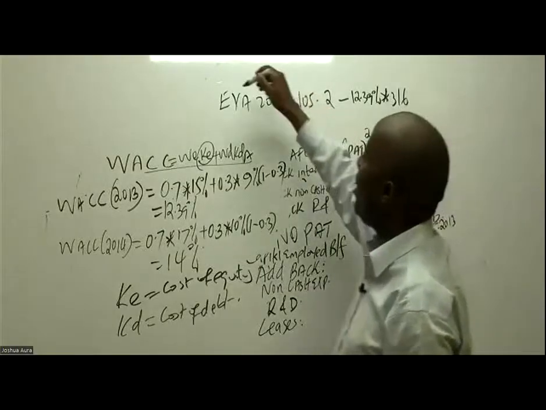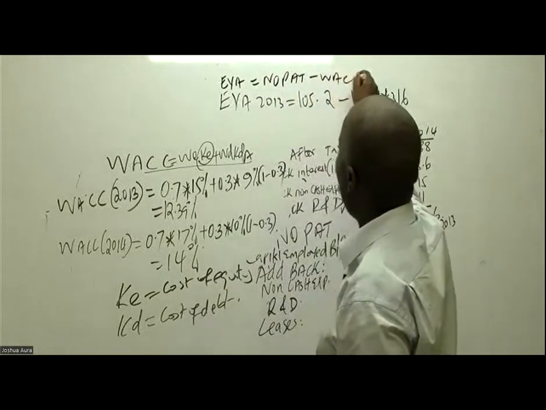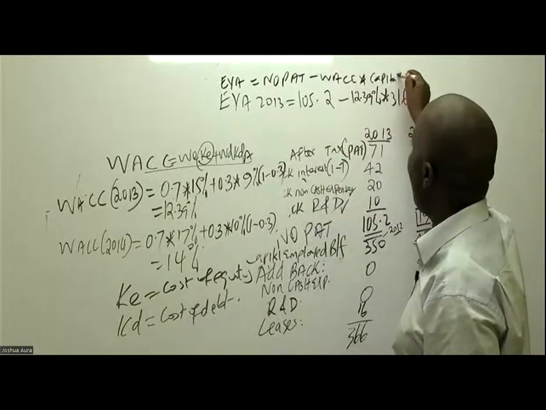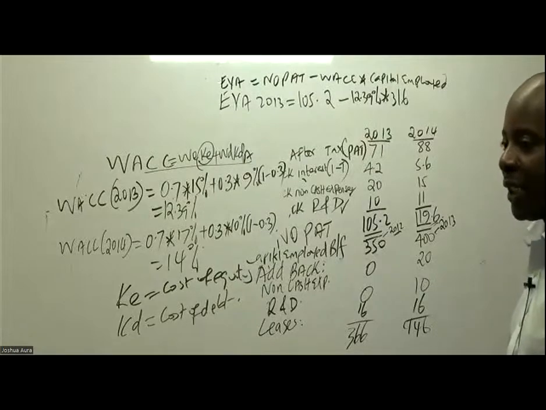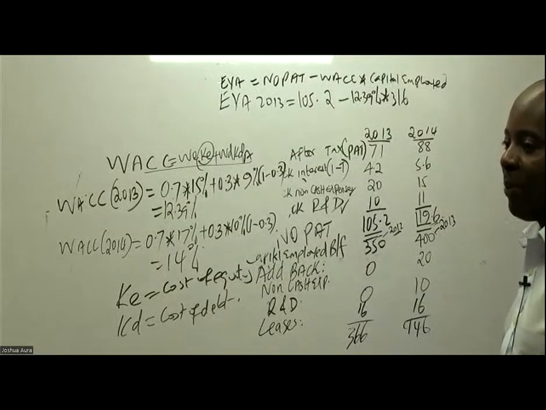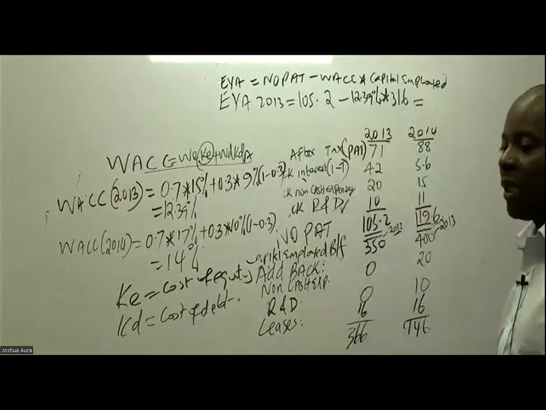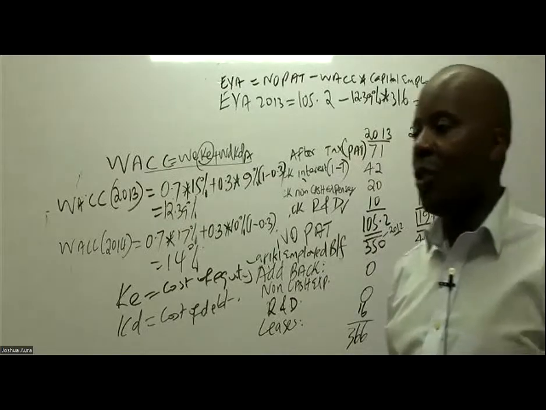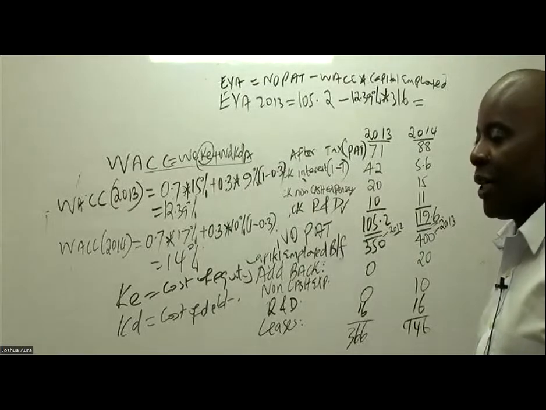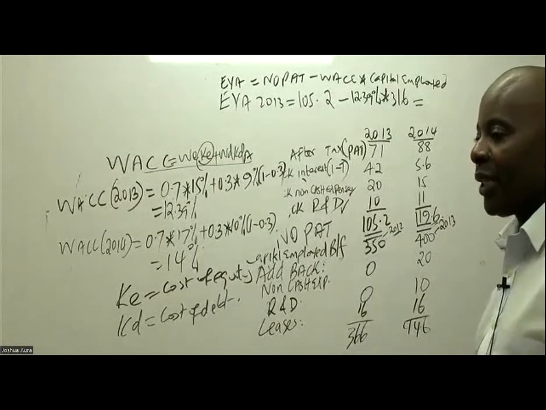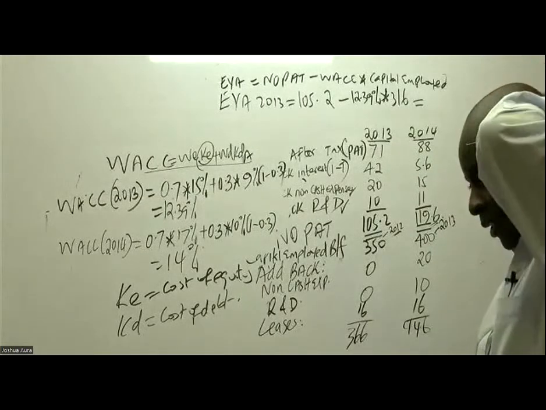Remember the formula of EVA. Basically you take NOPAT minus WACC times capital employed. So please ensure that you are able to use your calculator very well to give me this answer of EVA in 2013. What are we able to get?